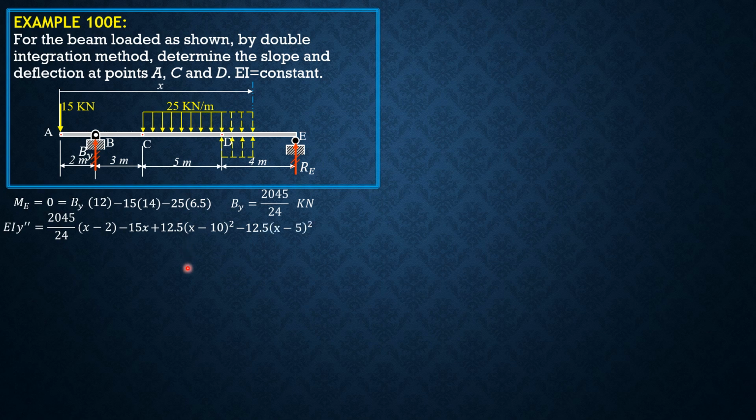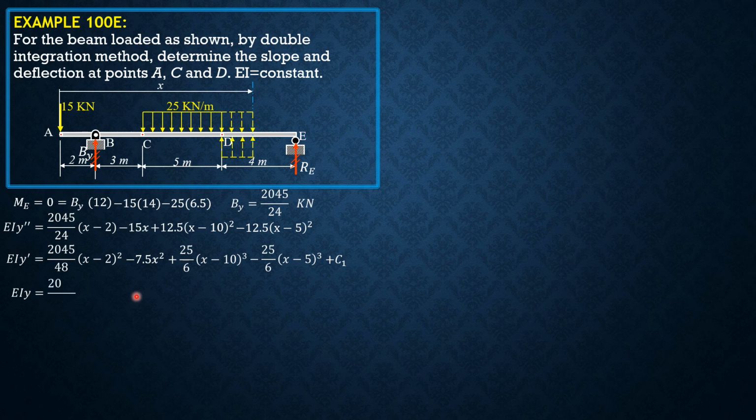So that's it. Integrating once, EIy prime is equal to 2045 over 48 (x minus 2) squared minus 7.5 x squared. 12.5 over 3 is 25 over 6, so plus 25 over 6 quantity (x minus 10) cubed. Then minus 25 over 6 quantity (x minus 5) cubed. Then plus C sub 1. So this is the equation for slope.